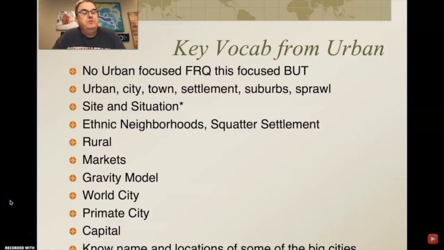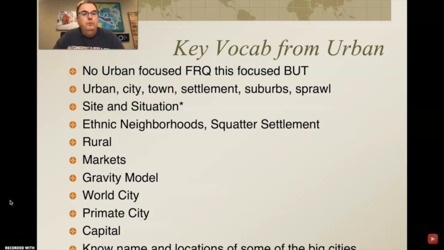Hey, there's a bunch of key vocab from the urban unit. And while there's no urban focused FRQ this year, you better be ready because there are some big concepts that you need to know. They're going to make your FRQs better because we want our FRQs to rock. And I've listed a bunch of things here. And what I'm going to do is on each slide, I'm going to talk about elements of each of the first 4 units and possible connections that could exist on the AP test.